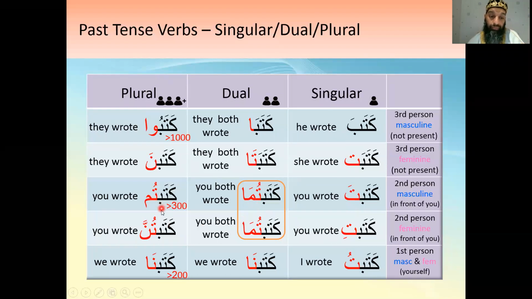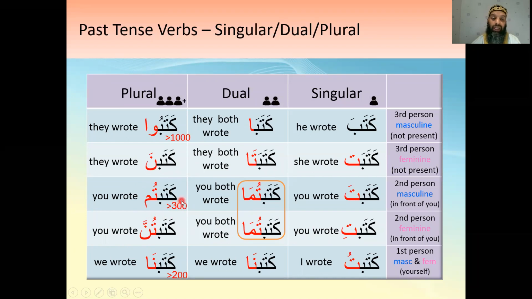Let's look at the last one. Katabtum, you all wrote. Katabtunna, you all women, you all wrote. So how do I say you all disbelieved? Kafara means he disbelieved. How do I say you all disbelieved? Okay, kafartunna if it's feminine, and for a masculine or mixed group, kafartum.